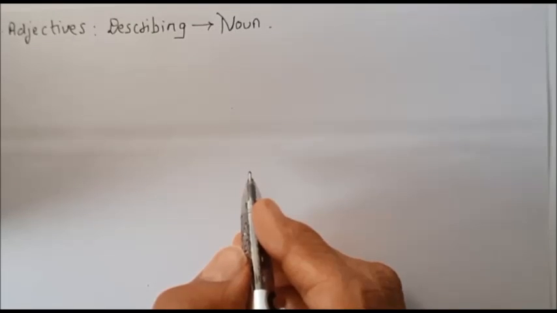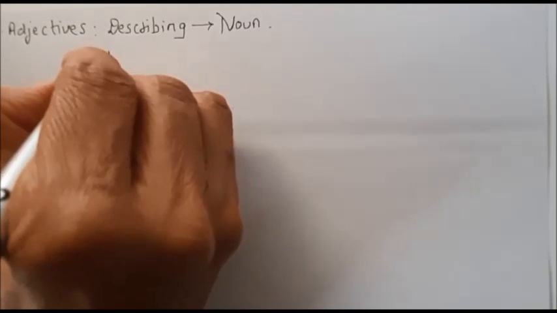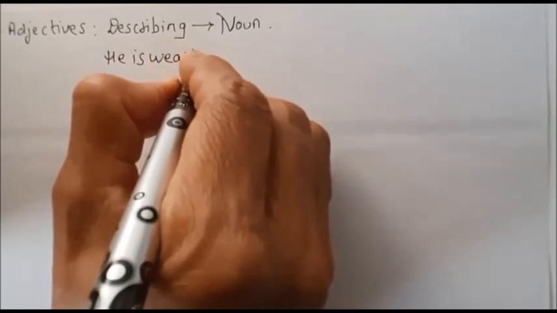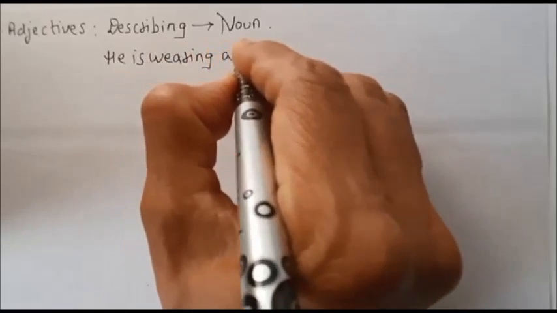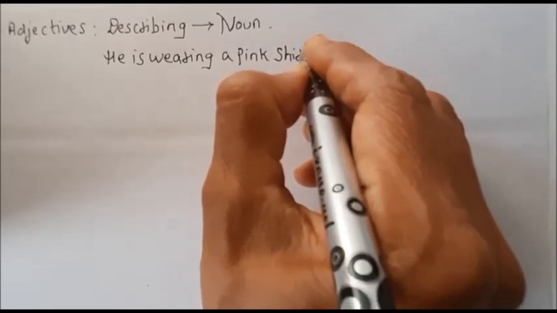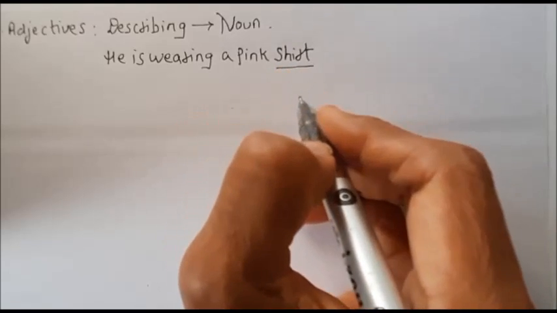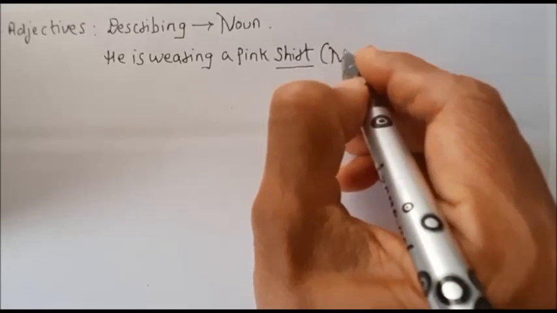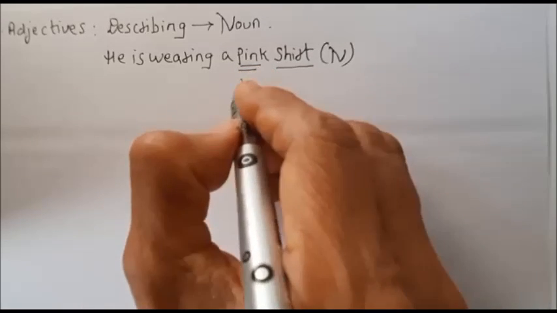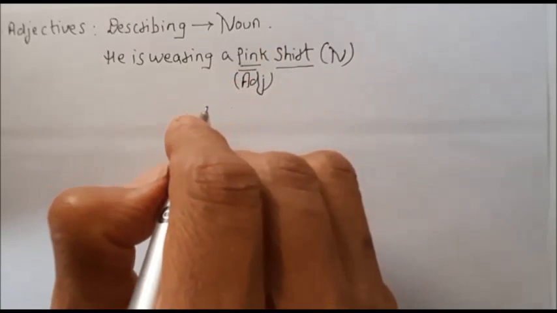Adverb was describing action. Now if I say over here, he is wearing a pink shirt. Now here you are describing not the person. We are describing the shirt over here, which is a noun. And you are describing it with this word pink. So pink becomes an adjective.